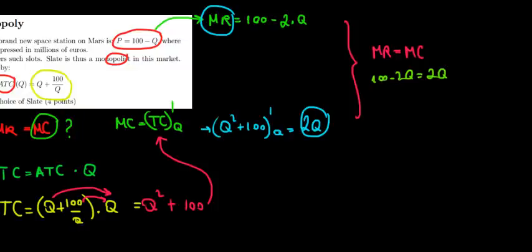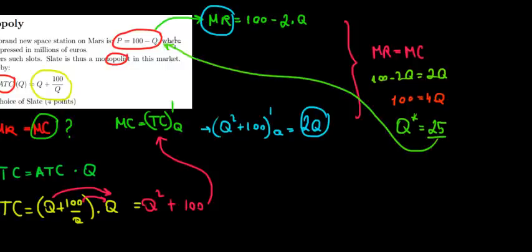So if we take the quantities on one side, we will have that 100 is equal to 4Q, meaning that the quantity in equilibrium for the monopolist to maximize his profit will be equal to 25. Now with this in mind, we can substitute into the price function and find out the optimal price. And the price for the monopolist in this case will be 100 minus the quantity. 100 minus the quantity of 25, that's equal to 75.